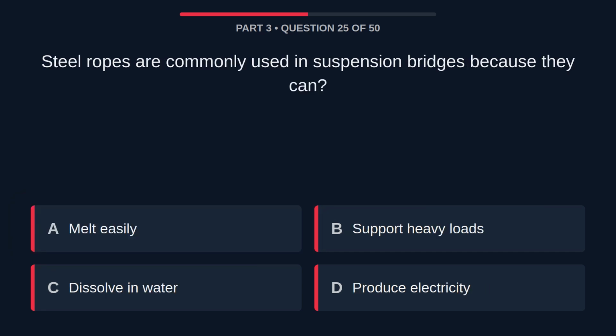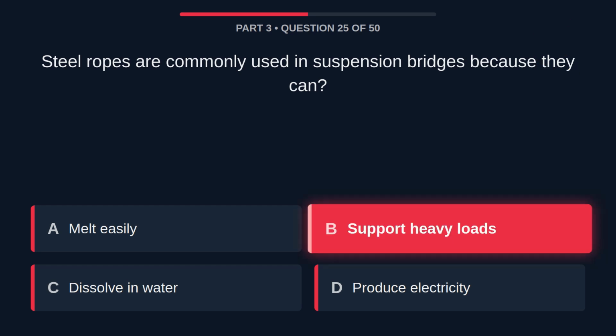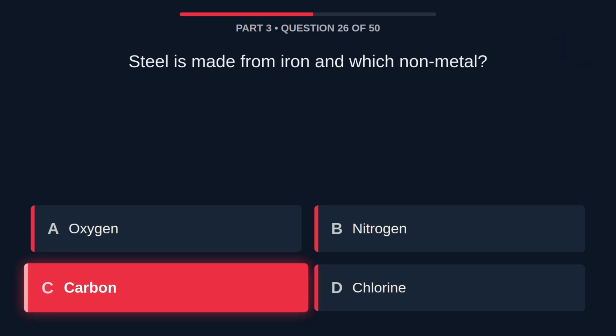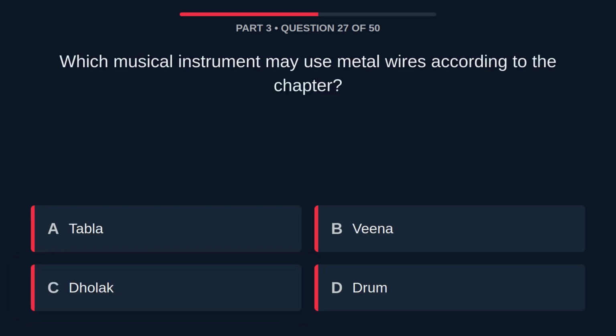Steel ropes are commonly used in suspension bridges because they can? Steel is made from iron and which non-metal? Which musical instrument may use metal wires according to the chapter?